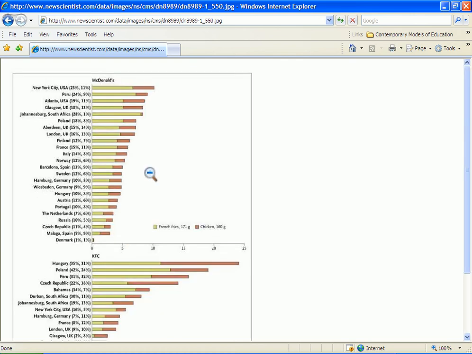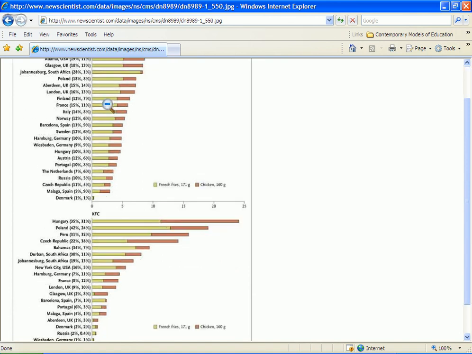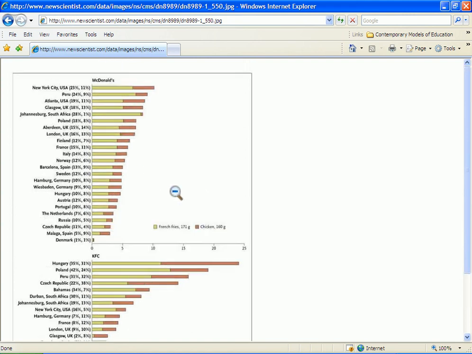Journal of Medicine that compared McDonald's on the top and KFC on the bottom for different countries in the world. And what they did is they showed, I'm just concentrating on the yellow portions of the bar, how much trans fat there was for a large order of fries. And what's interesting is the researchers took data from the same cities around the world for McDonald's and KFC.